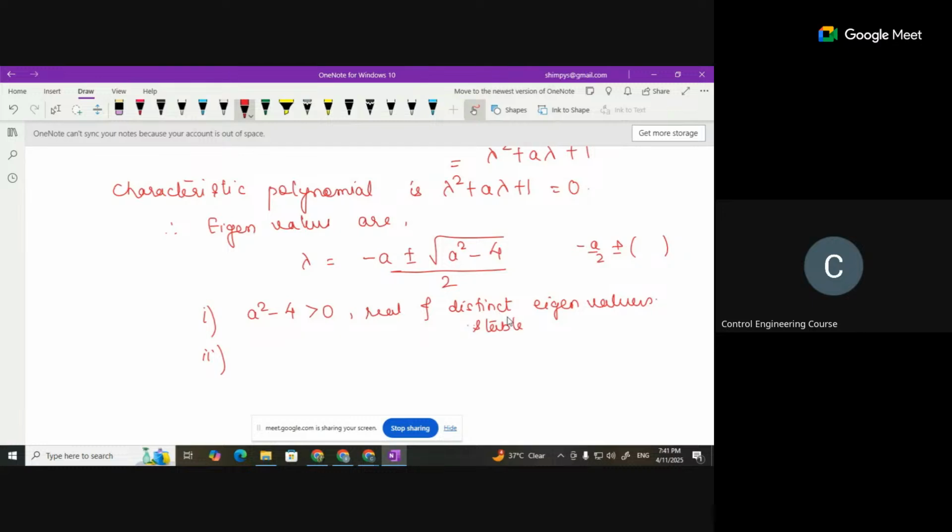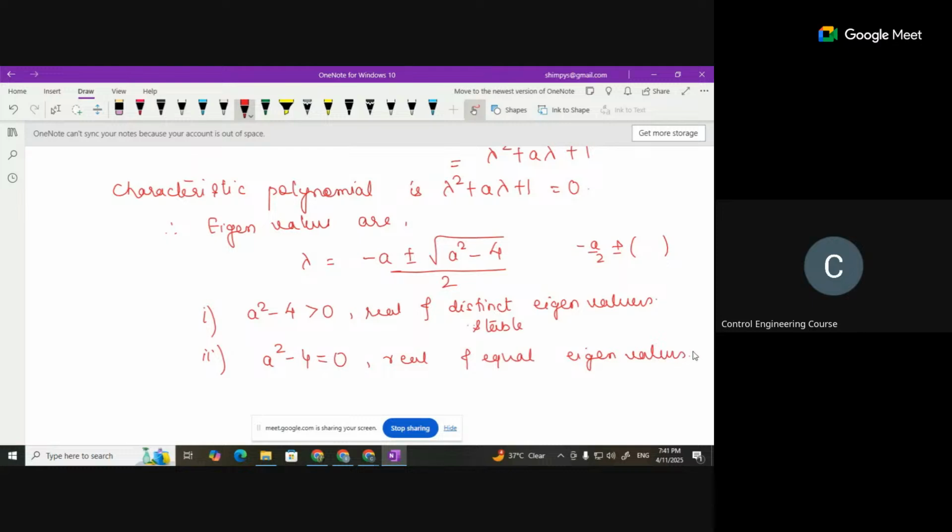For a square minus 4 less than 0, we are going to have complex conjugate eigenvalues with real part as minus a by 2, right? See, we are having three conditions. Let us see the conditions first, then we'll talk about stability. Here, real and equal eigenvalues. Fine.